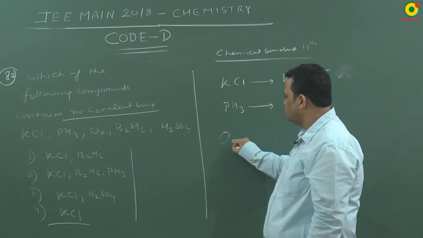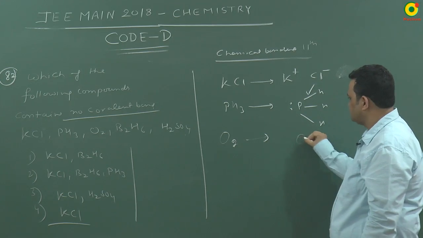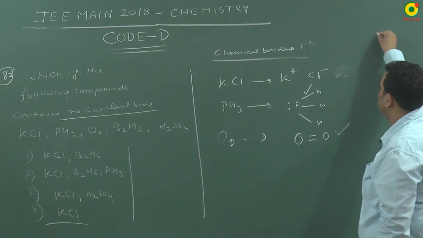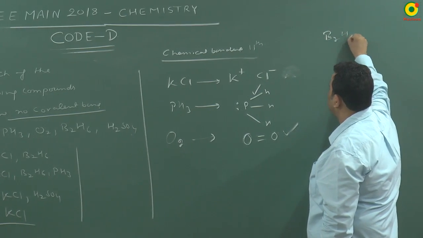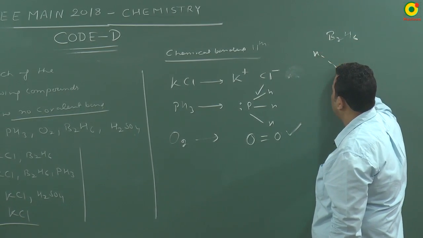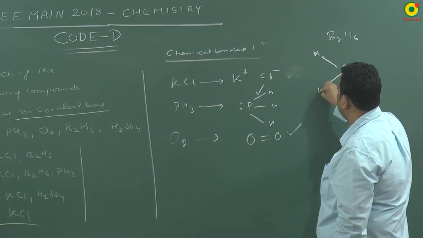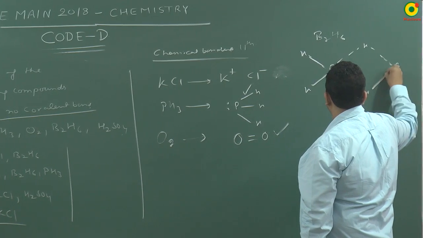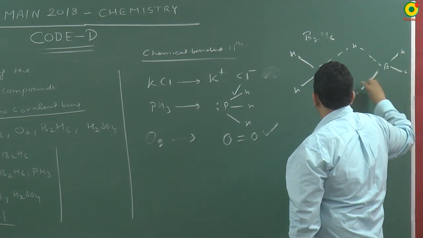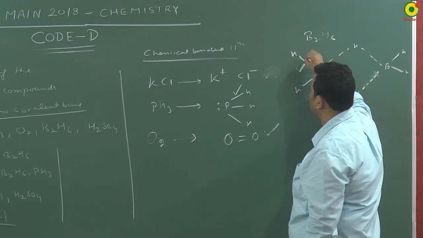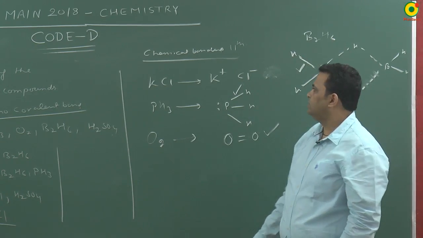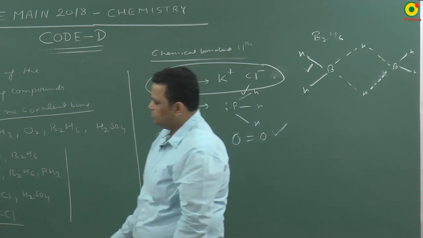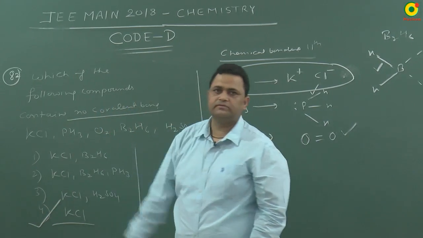Third option, O2. The structure of O2 is this, so it has covalent bonds. Diborane B2H6. The structure is like that, with banana bonding here, H-B-H. It also has covalent bonds. So the only compound which does not have any covalent bond is KCl. So the answer is fourth, KCl.